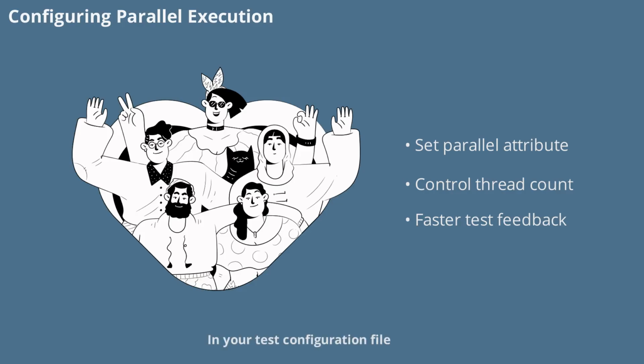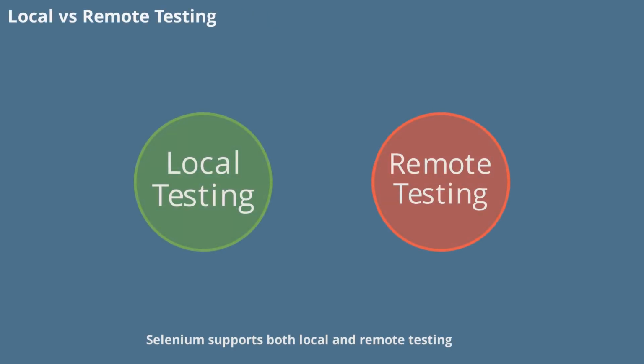In your test configuration file, set the parallel attribute to tests or methods and specify the thread count to control how many tests run at once. This setup allows you to maximize resource usage and get faster feedback from your test suite, which is especially valuable in continuous integration environments. Selenium supports both local and remote testing.